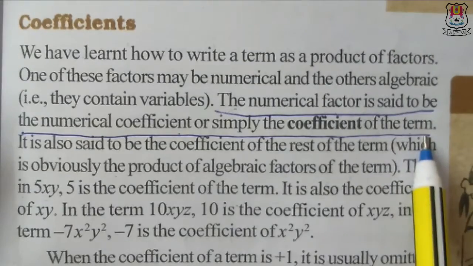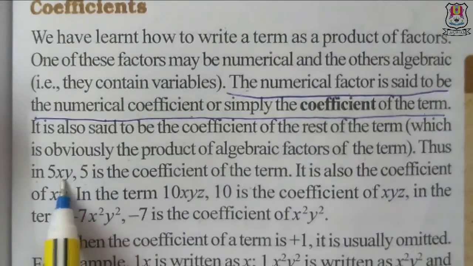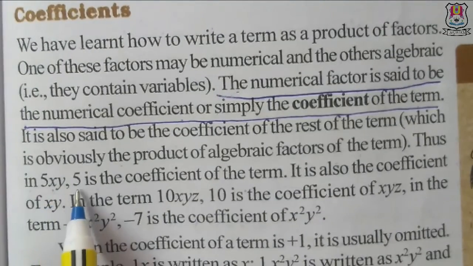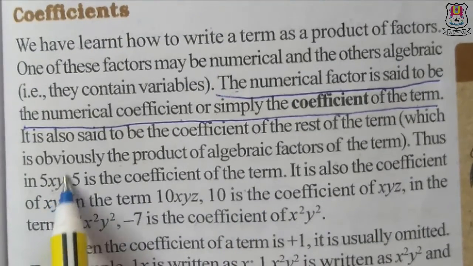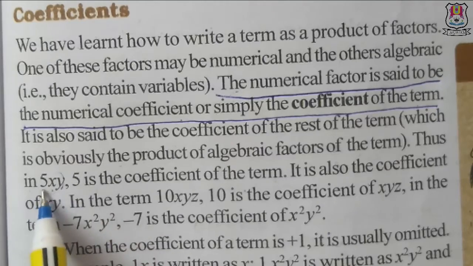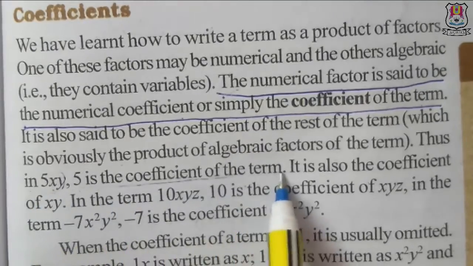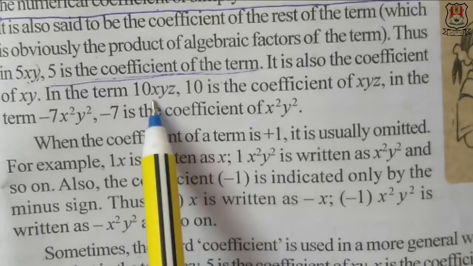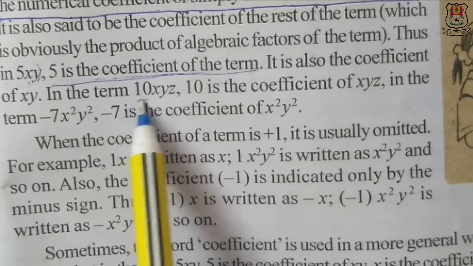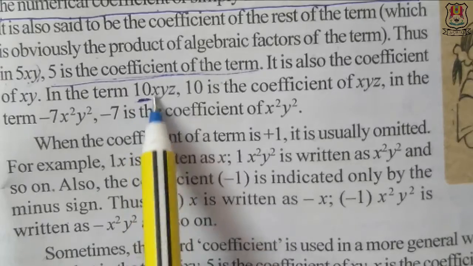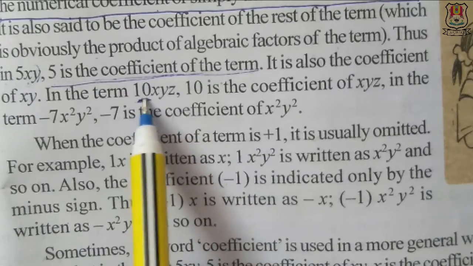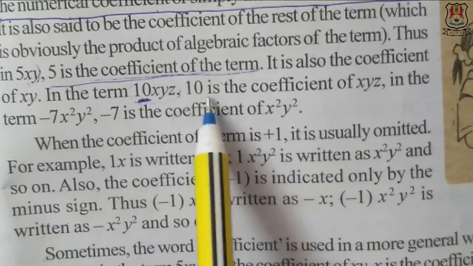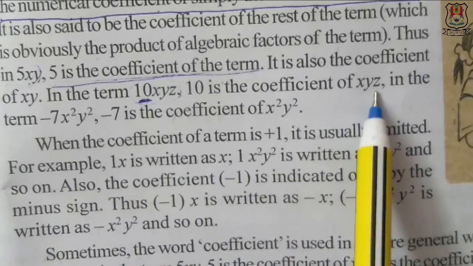Now how to understand this? Suppose 5xy is given to us. Now what is the coefficient in this term? 5 is the coefficient of the term. This is the term, and 5, that is the numerical value, is the coefficient of the term. So for 10xyz, what is the coefficient over here? The numerical value before any variable, that is the coefficient of that term. So this is the term 10xyz, and 10 is the coefficient of xyz.